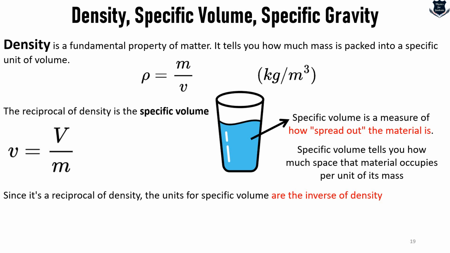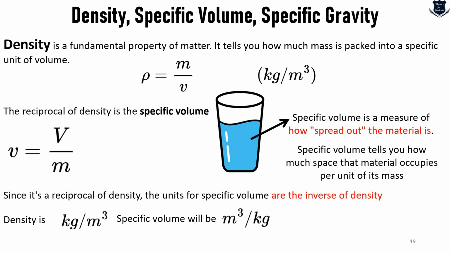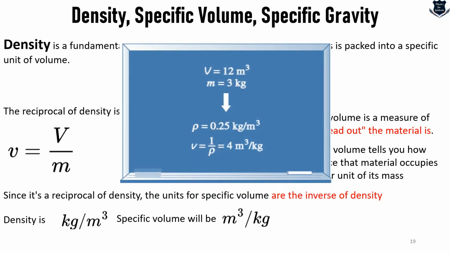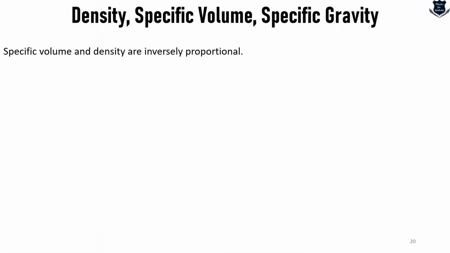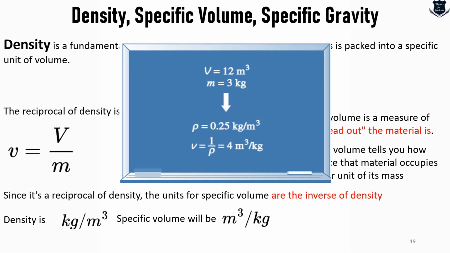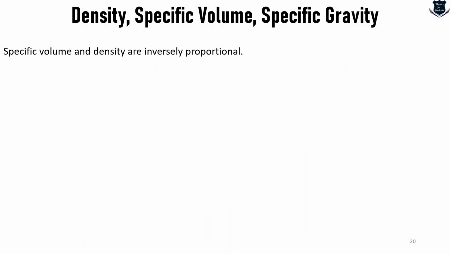And since it is the reciprocal of density, obviously the units will also be reversed. In the case of density we have kilogram per meter cubed, so for specific volume it will be meter cubed per kilogram. Very simple. We can also denote it like this: V equals 12 m³, m equals 3 kilograms. So we can use rho, that is 0.25 kilogram per meter cubed, and small v, the specific volume, would be this much. That's it. This is the concept. So specific volume and density are inversely proportional. What does that mean? Let us take the same kind of example. We take this glass of water.